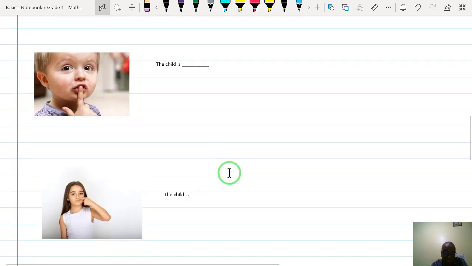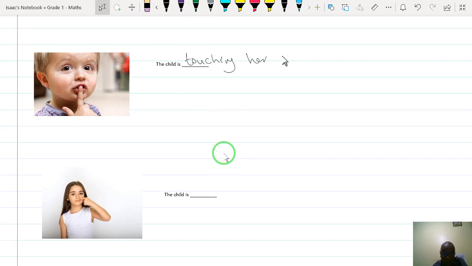Now let's look at this other girl. What is this girl doing? This girl must be touching her mouth. And probably she is telling someone, shh, don't speak, don't speak. So this girl is touching her mouth. Of course, this is the mouth, this one, and this is the finger.